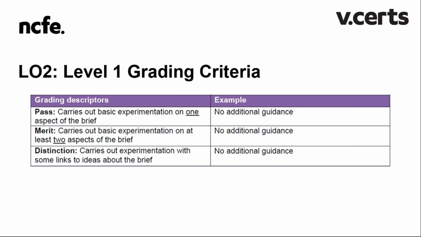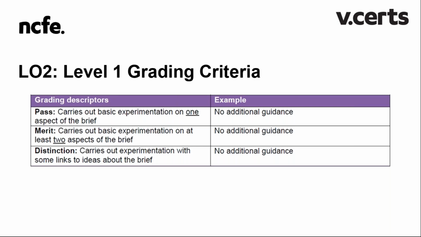For a merit, there would be 2 aspects. So then they could be looking at a theme and a colour scheme, or it could be the colour scheme and the target audience. So that would need to be clear. And again, it could be that the student annotates to show their understanding of these aspects of the brief, and that could be very simple. It could be saying, I've chosen these colours to meet the target audience. It could be very simple bullet points, very basic annotation.